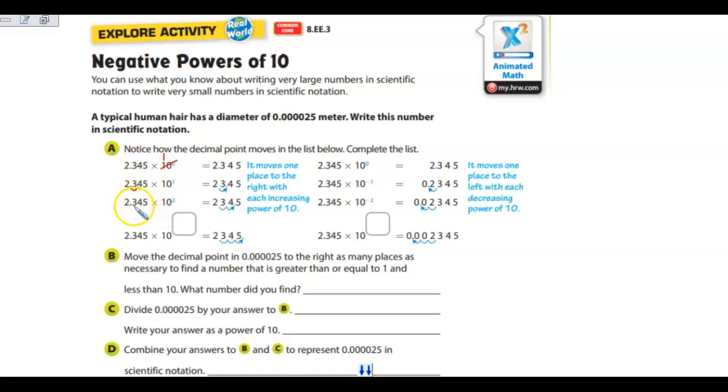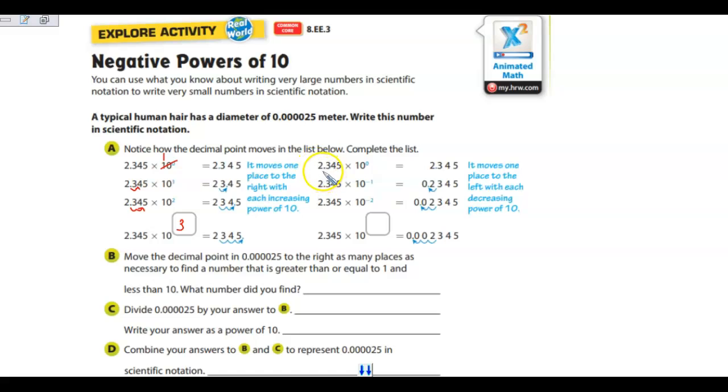Then we have 2.345 times 10 to the second power. Second power means that decimal is going to move 2 places to the right, and we're going to get 234 and 5/10. So with each increasing power of 10, it moves 1 place to the right, okay? So for this one, it's moving 1, 2, 3 places. So this one's going to be 2 and 345 thousandths times 10 to the third power, okay?